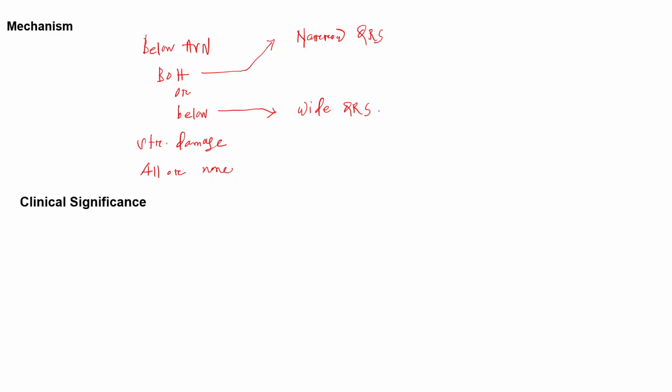So AV node and bundle of His, actually this is known as the junction. If the block is at the bundle of His, it will produce a narrow QRS complex due to junctional escape. I will be telling about the junctional escapes.